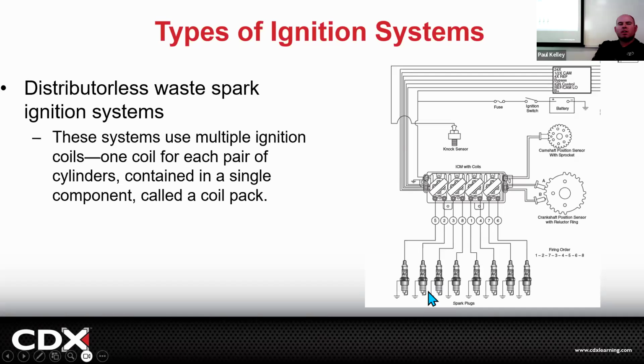You're looking for the distributor. You're not going to find it. Exactly. So this is distributorless. So look, we've got a camshaft position sensor and a crankshaft. Yeah, cam and crank right there. So these are going to give precise positions and speed information to a computer, which, like in this case, is the ICM. This is the ignition control module.